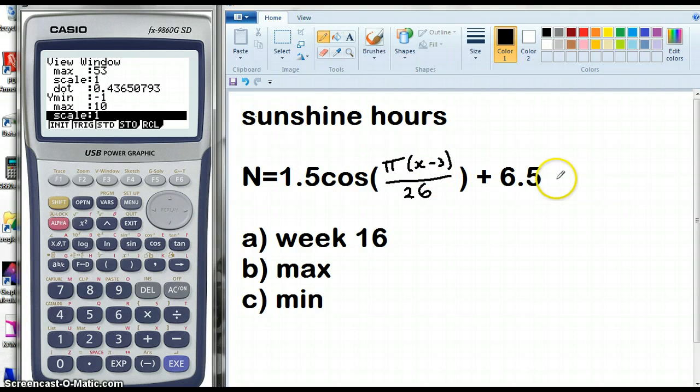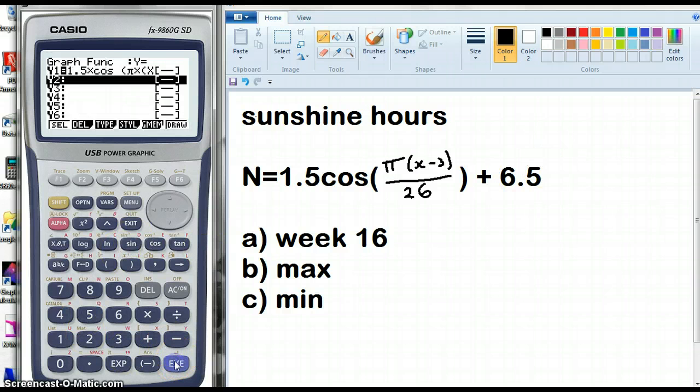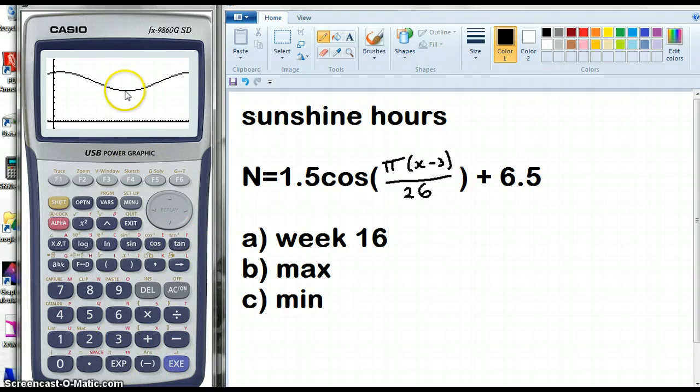The minimum of this graph, we know that the minimum of cos function is going to be -1. So -1 times 1.5 is -1.5, plus 6.5 is 5. So I can see that this function I'm expecting to have a minimum of 5, a maximum of 8, and this is my sunshine hours.